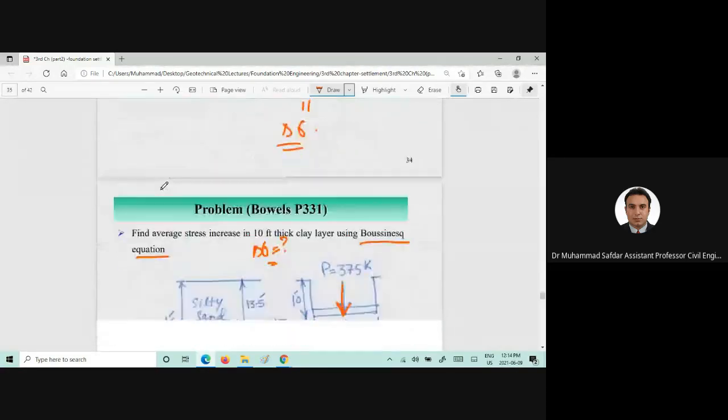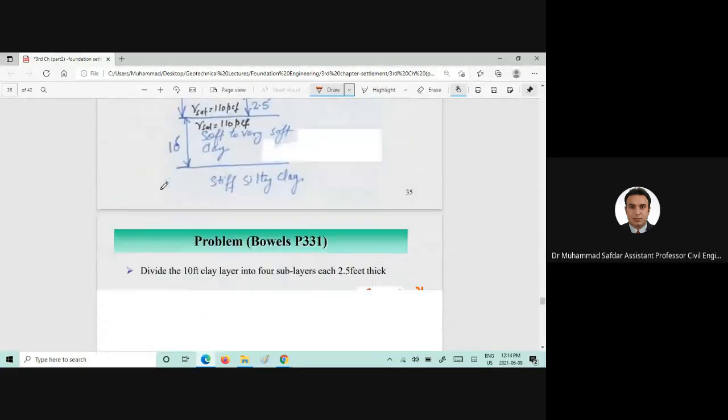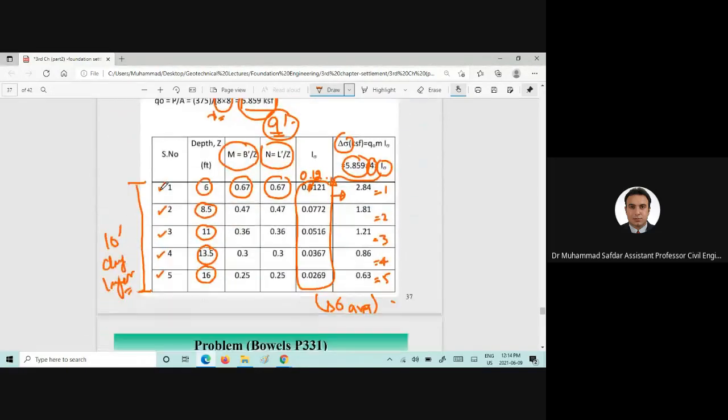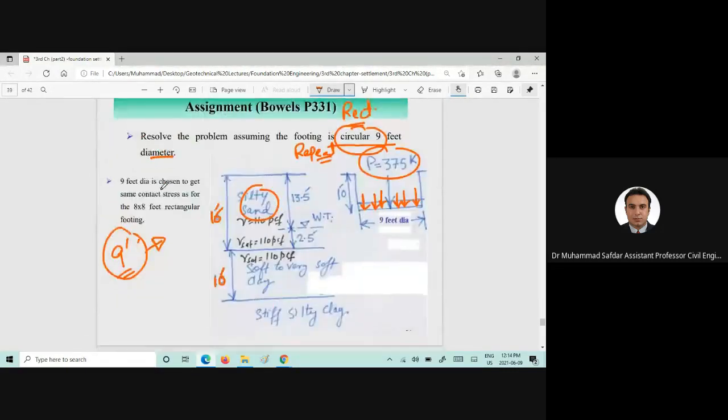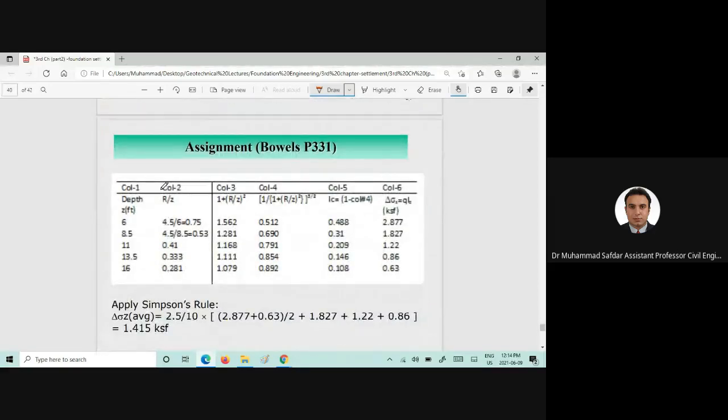So please kindly repeat that problem. Questions are given, and the solution is also given. You can see here the depth is given 6 feet and 8.5, so the interval is 2.5 feet. So you will find out first r by z, and then you will find out 1 plus r by z square, and then 1 divided by 1 plus r by z square, and whole to the power 3 by 2. And then in order to find out the IC, you will subtract this column number 4 from 1.